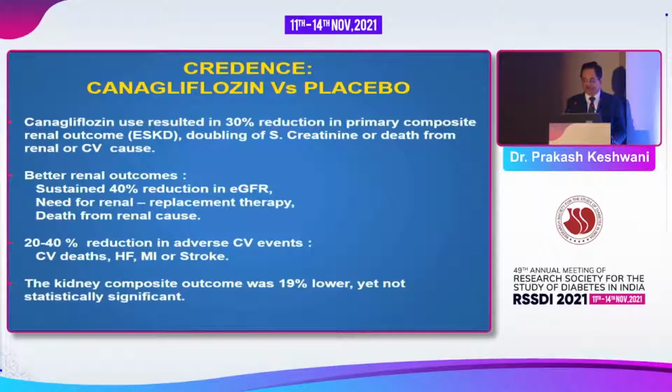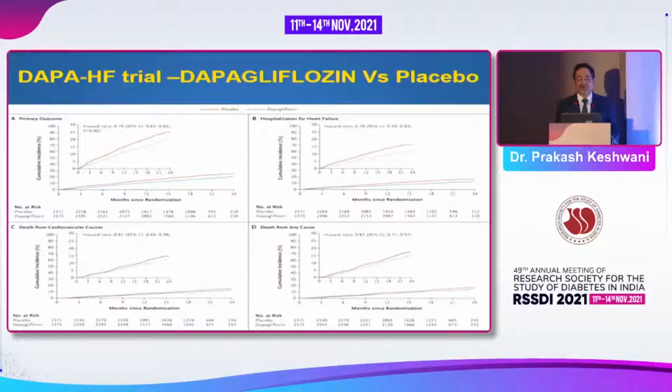The CREDENCE trial again showed that the patients receiving canagliflozin had a much better outcome as far as the development of various cardiac problems and renal problems was concerned. Dapagliflozin was also studied through the DAPA-HF trial, and we can see that it was again found to be better as compared to placebo for the development of various cardiovascular and renal outcomes.